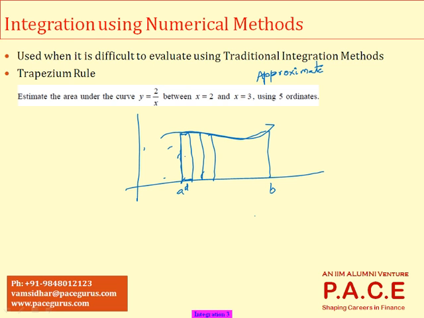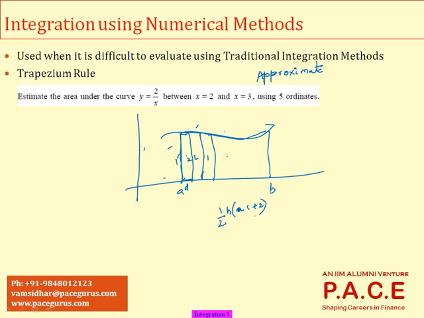So take the area of this trapezium, which is nothing but half height into the sum of the two parallel sides. That is what we are calling the area of the trapezium. So take the area of all these trapeziums and simply add them up. That is what will give you the area under the curve. That is the typical numerical method that is applicable in this context. So how do I do that?